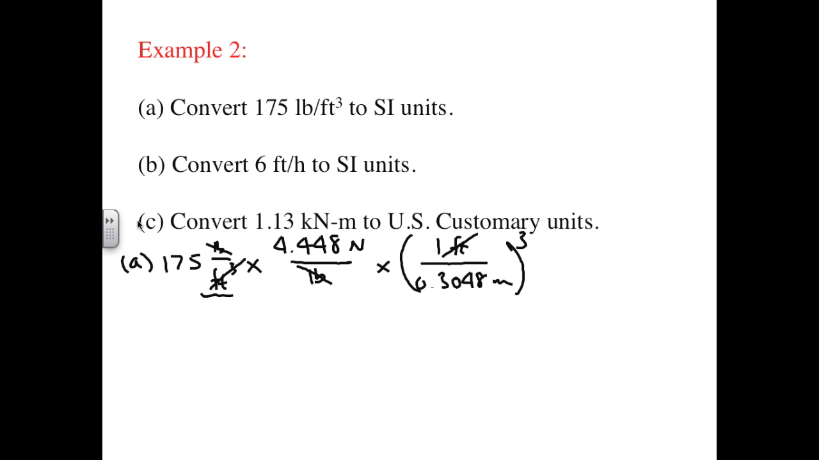If we multiply that out, we get 2.75 times 10 to the 4th newtons per meter cubed. And if we want to use one of our prefixes, we'll use the kilo prefix, which is 10 to the 3rd. This is equal to 27.5 kilonewtons per cubic meter.